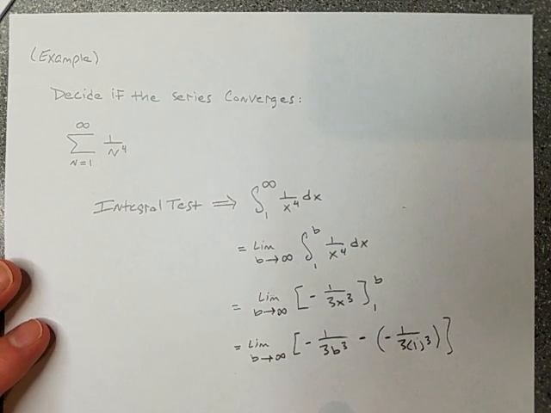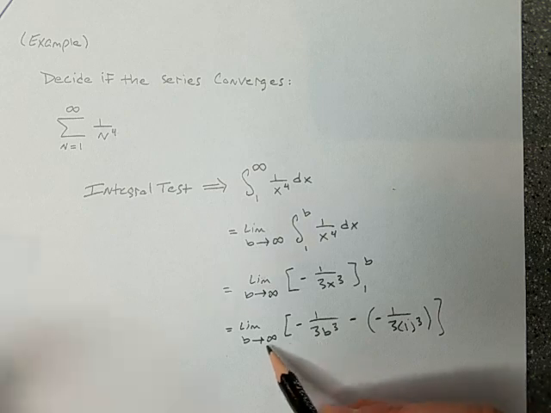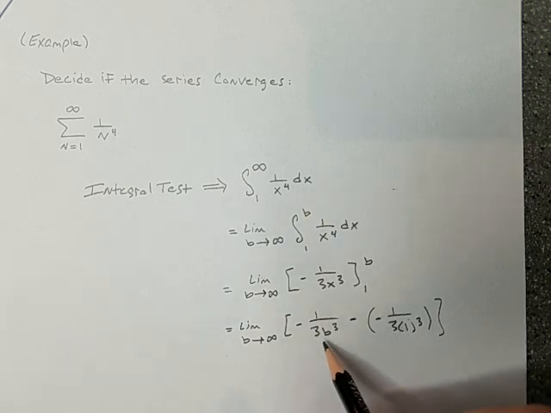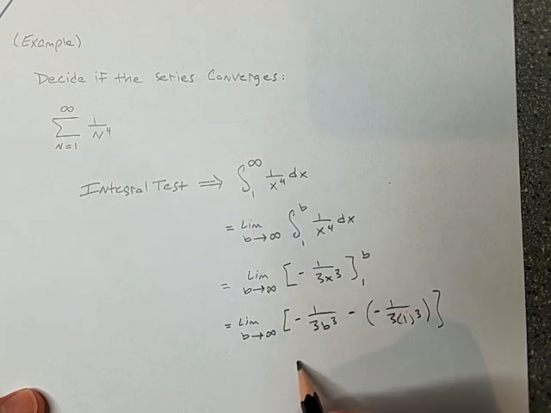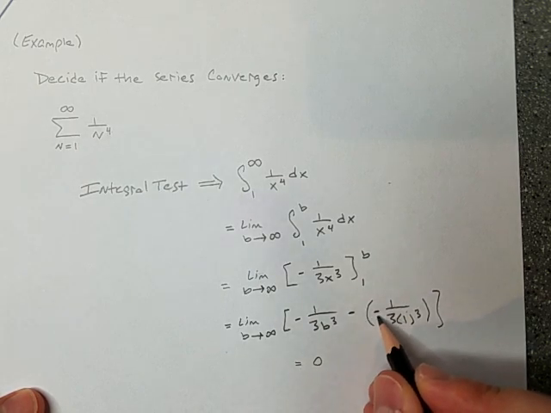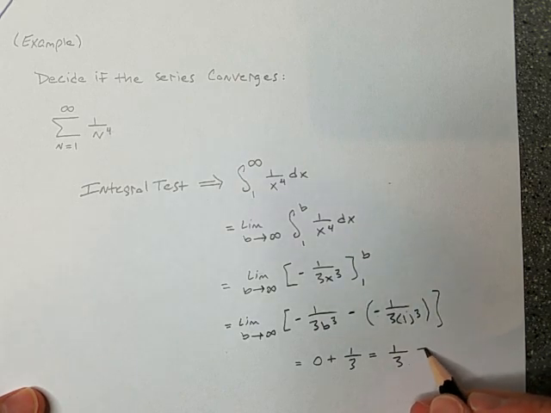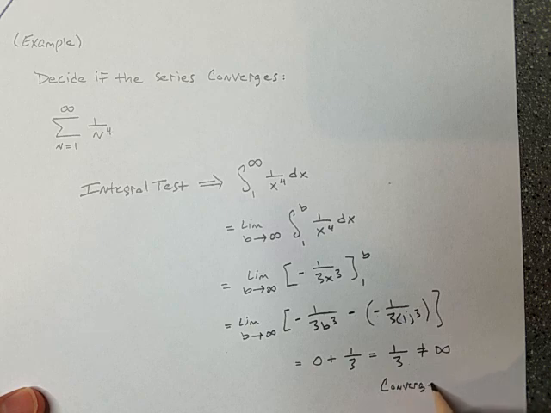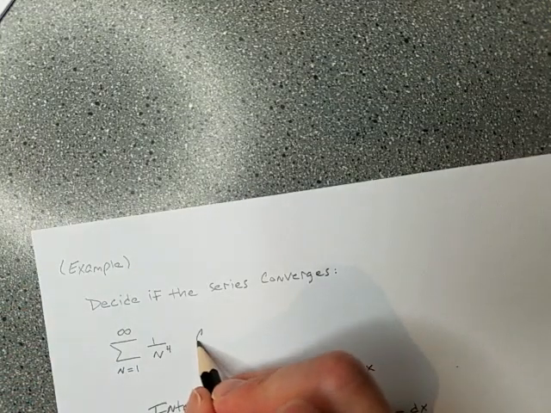Okay, so now what happens? b goes to infinity. What happens to 1 over 3b to the third power? Well, if b goes to infinity, b to the third power is going to get very, very big. And the larger number you divide by, the smaller and closer to 0 this is going to be. So this is going to be equal to 0 minus negative, so plus 1/3. So the value of my integral is 1/3. It's not infinity. The integral converges. So what do we say about the series? The series converges too.